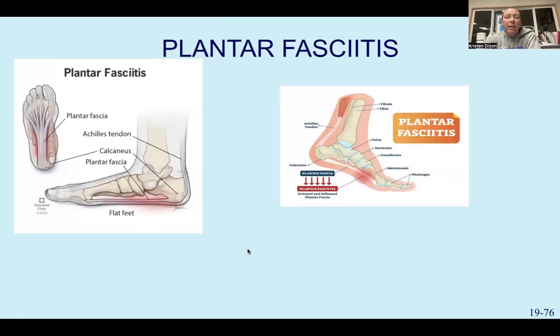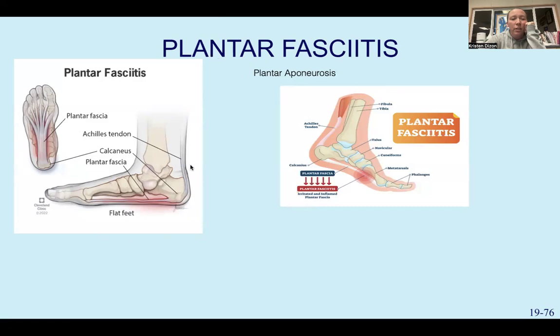All right, now we have plantar fasciitis. So it's inflammation of the plantar fascia. I want you to know that the plantar fascia is also called the plantar aponeurosis. So it's just another name for it. It's the plantar aponeurosis, plantar fascia. It's on the bottom of your foot.